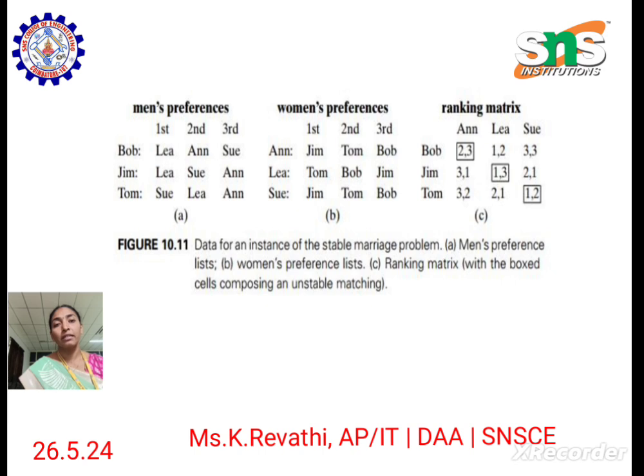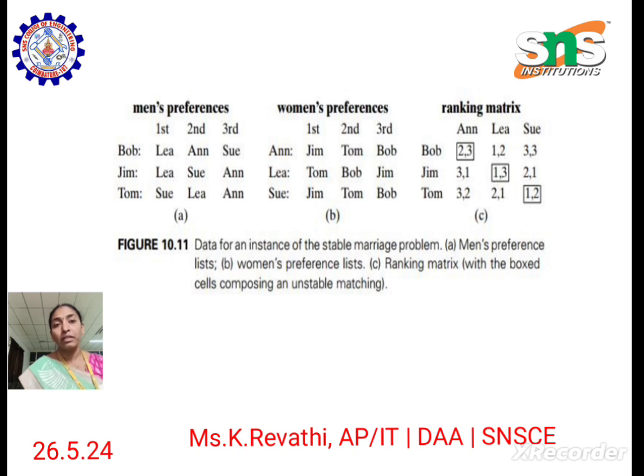Here we will see an example for clearing the definition of the stable marriage problem. There are two tables given, one for the men's preference and another for the women's preference. In the first step, you have to construct a ranking matrix depending upon the men's preference and the women's preference. The tables shown are the men's preference table, the women's preference table, and the ranking matrix table.